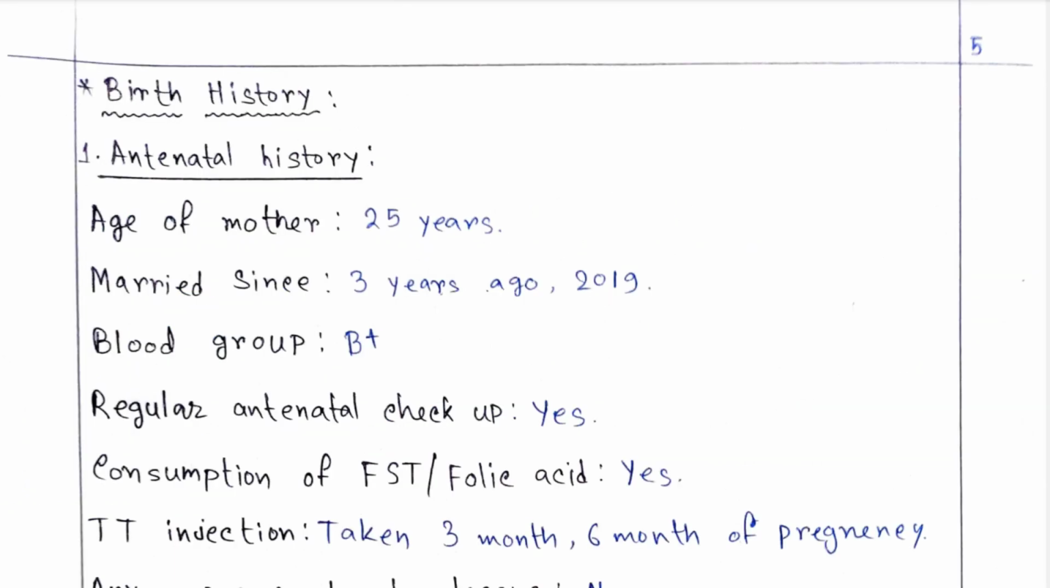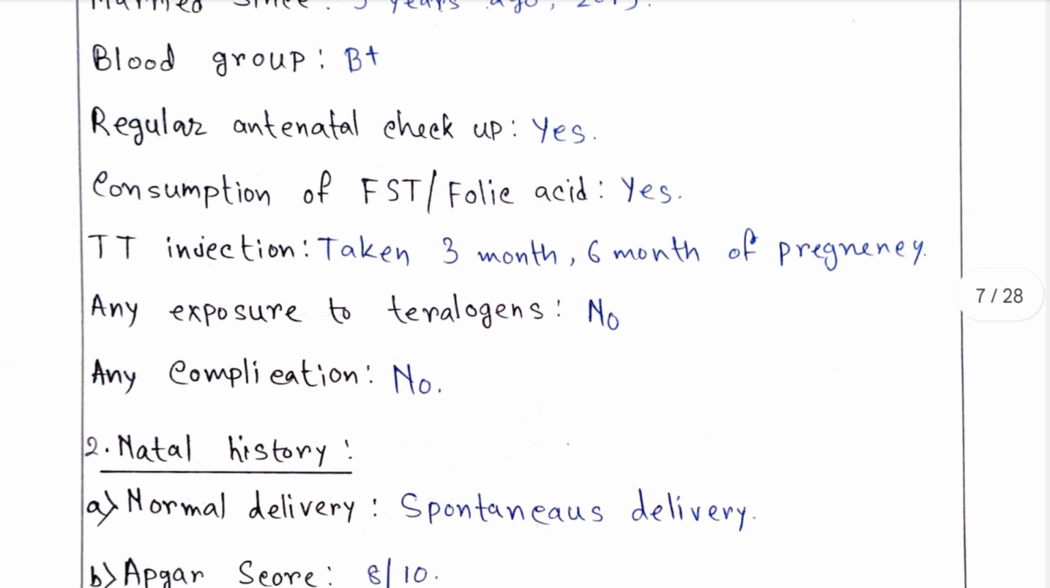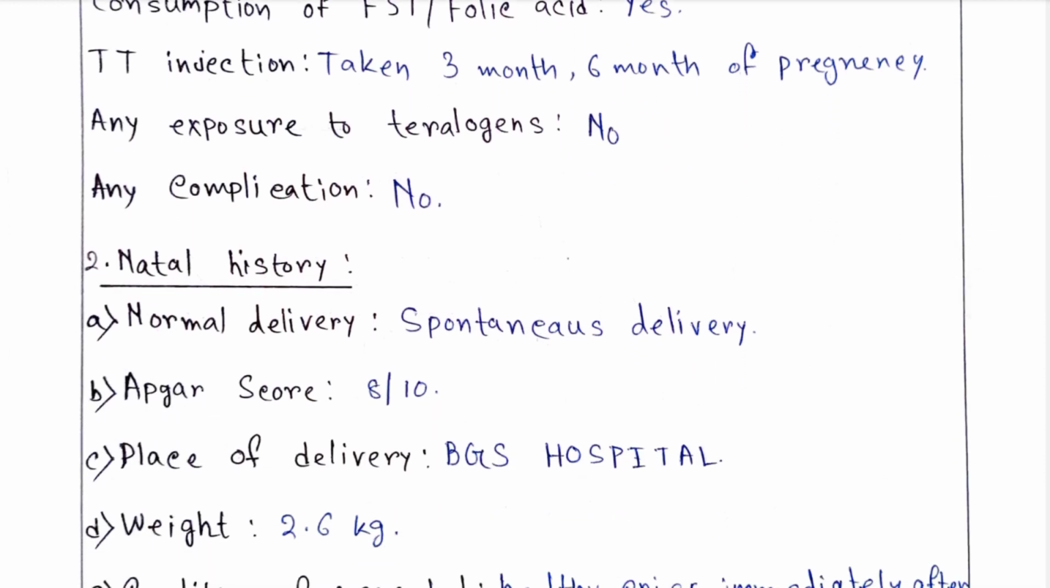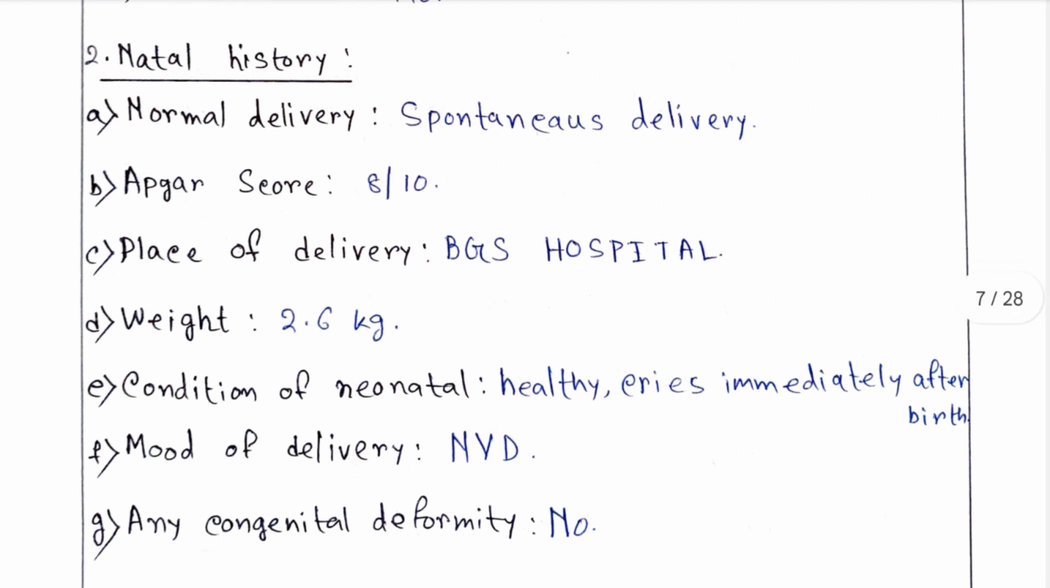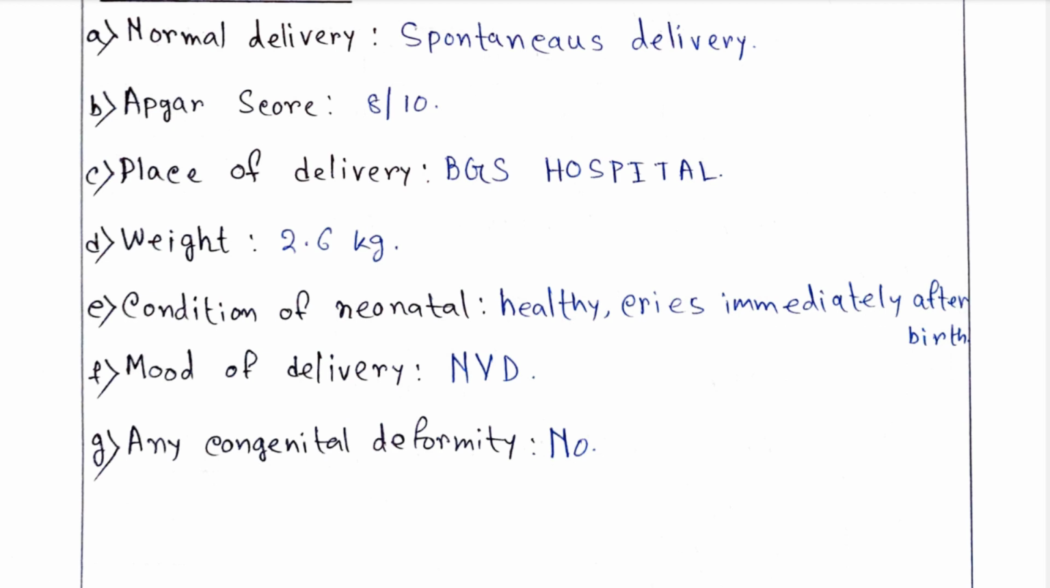Next is birth history. Under birth history, the first point is antenatal history. Under antenatal history: age of mother, married since, blood group, regular antenatal checkup, consumption of iron and folic acid, TT injection (tetanus toxoid), any exposure to teratogens, any complication. Then the second point is natal history: normal delivery, place of delivery, weight, condition of neonate, mode of delivery, normal vaginal delivery. Any congenital deformity? No.